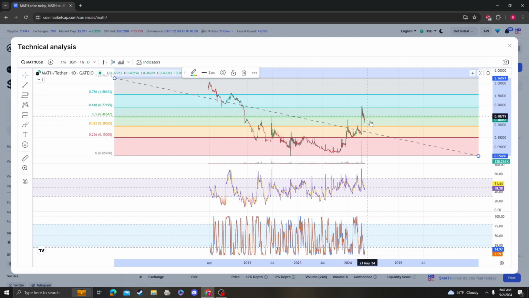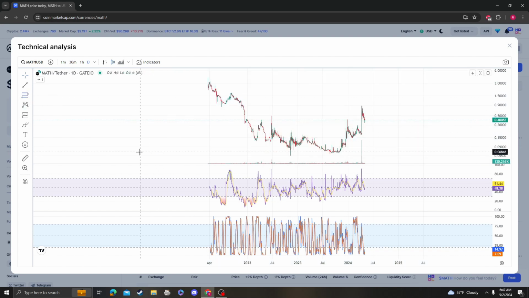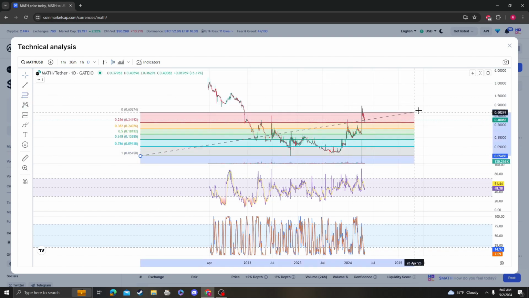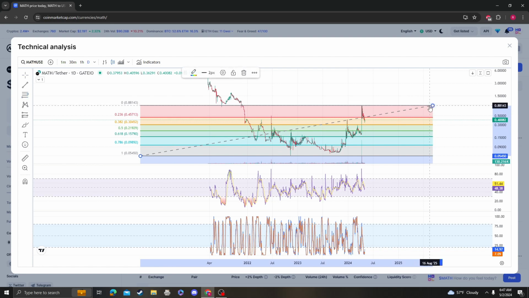So we tagged the 0.618 and then we broke down. So again, next area of resistance is going to be 46 cents. So we need to stay over the 0.382 at 28 cents at all cost. And I think that is an area of support? Yeah, so 28, 30 cents is an area of support.